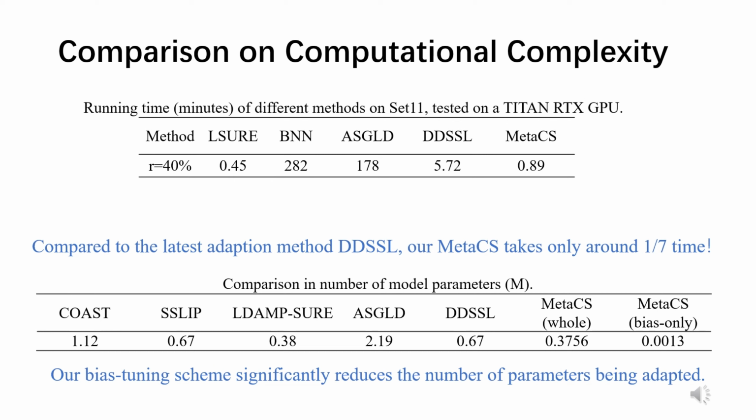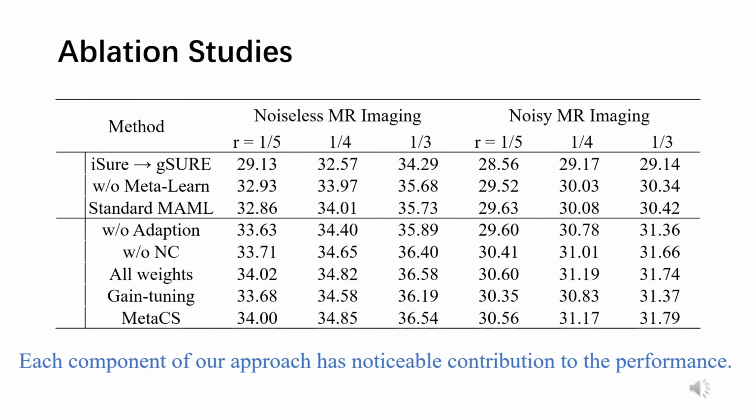Compared to the latest adaptation method DDSSL, ours takes only around 1/7 of the time. In addition, our bias tuning scheme significantly reduces the number of parameters being adapted. We conduct an ablation study on each component of our approach. The results show that each component has a noticeable contribution to the performance.